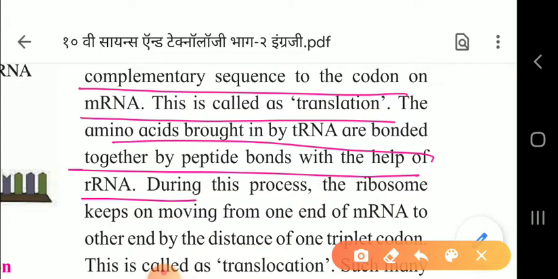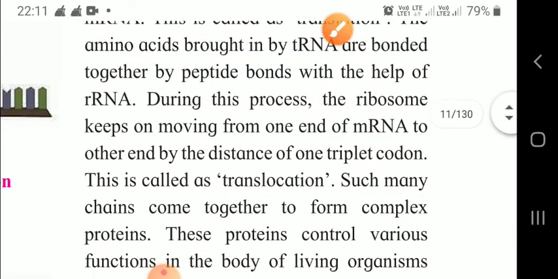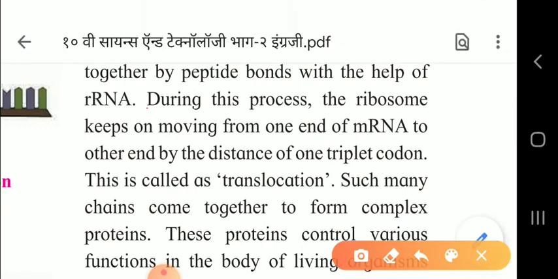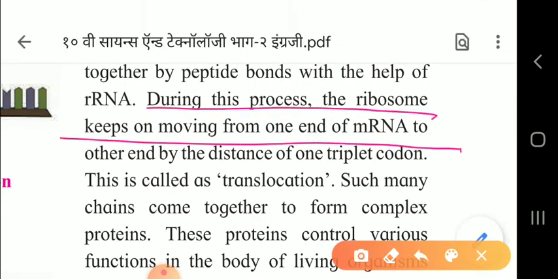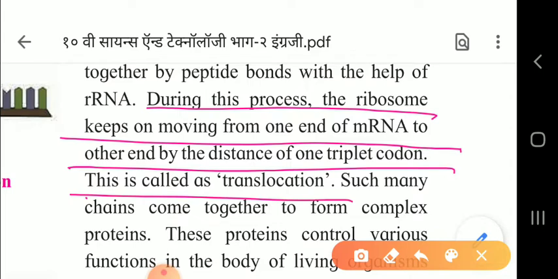On that, dot structures are shown. These are called the ribosomes. Now, during this process, the ribosome keeps on moving from one end of the messenger RNA to the other end by a distance of one triplet codon, and this is called translocation.